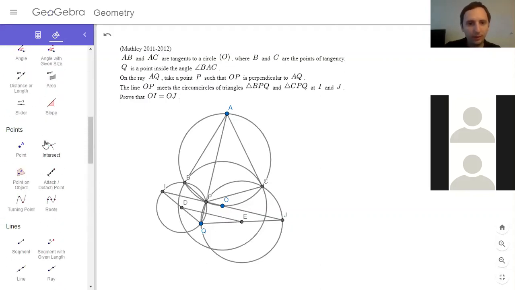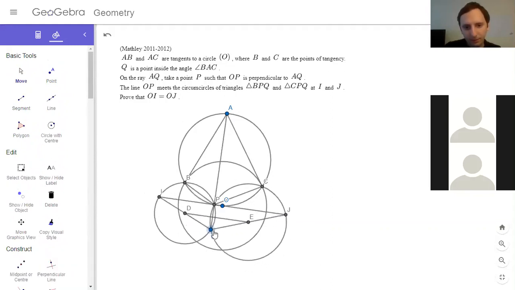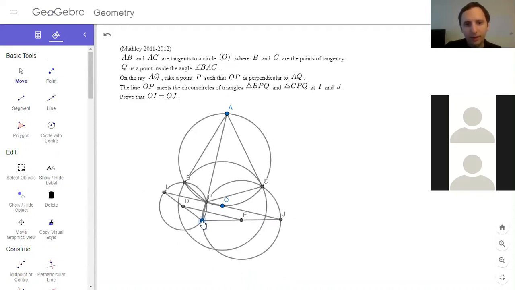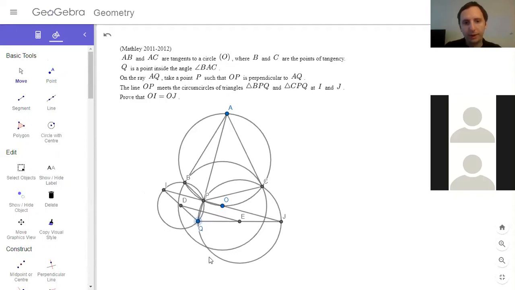Is AO a diameter of... yeah, so O is like always the same point, right? Well, yeah, okay. So we want to use kind of that AO as a diameter, right? So OB is equal to OC, and we want to show OI is equal to OJ.